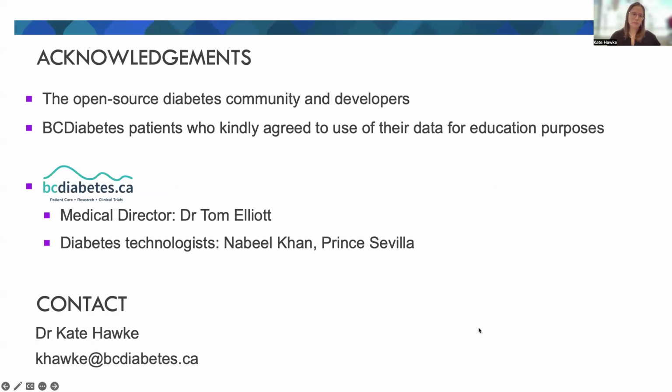Acknowledgements: the open source diabetes community and developers are the absolute brains and gurus of this whole space. As clinicians, we can provide support to individual patients who would seek it from us while they're using these systems, but really the core of the algorithm principles, the development, the strategies all lie with the open source community. I really thank the BCDiabetes patients who kindly agreed to use of their data for education purposes in these slides.